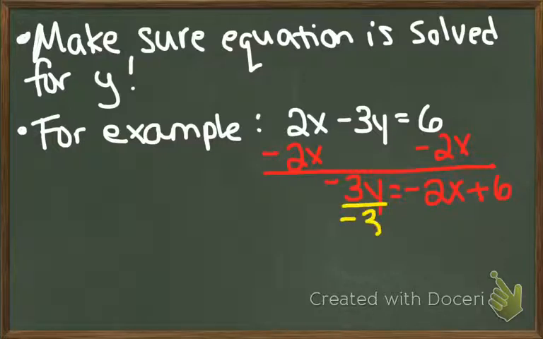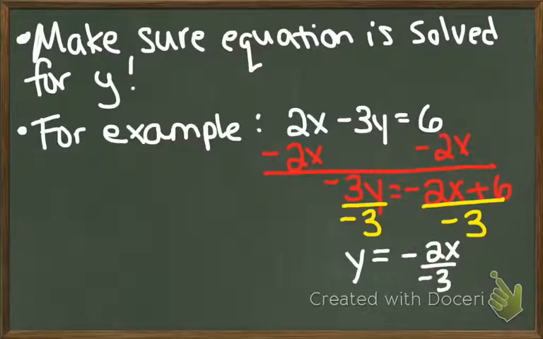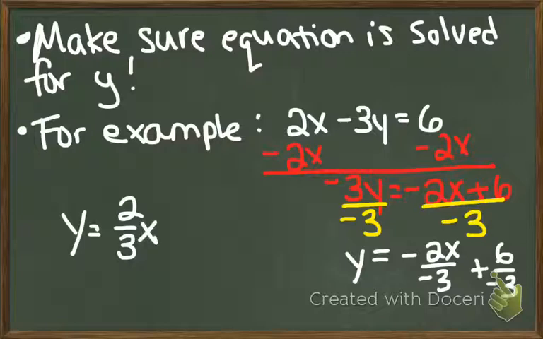Then everything gets divided by negative 3. So y is equal to negative 2x divided by negative 3 plus 6 divided by negative 3. And your equation simplifies to y is equal to 2/3 x minus 2.